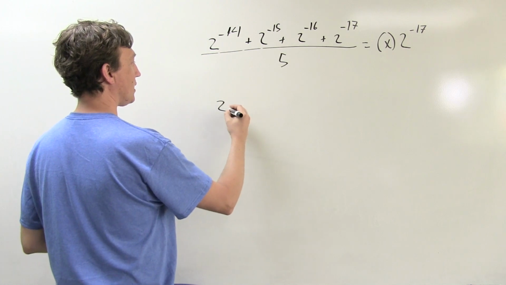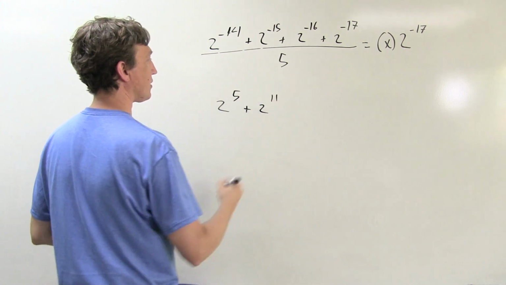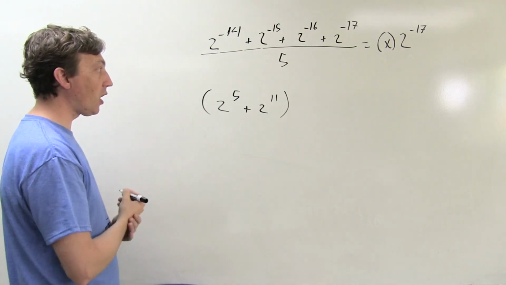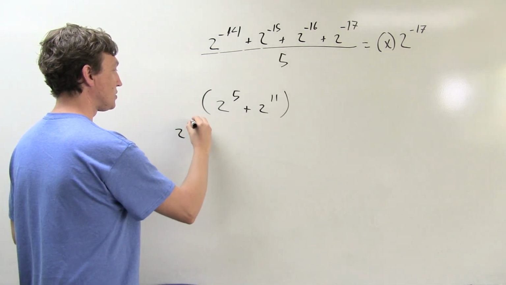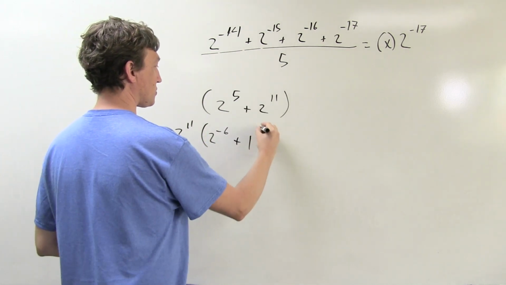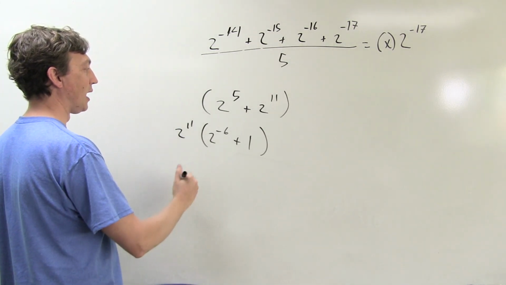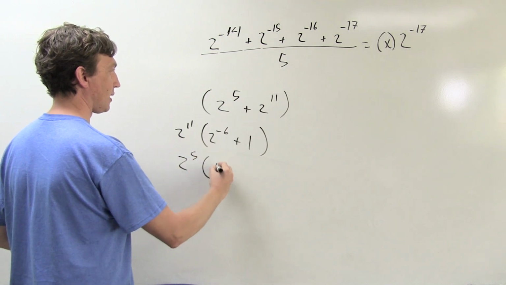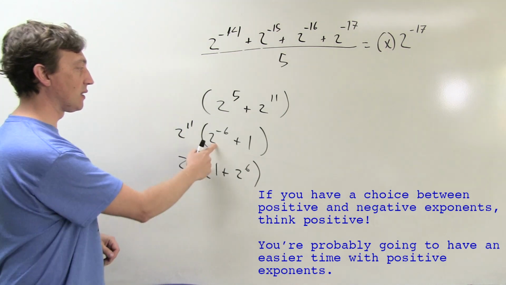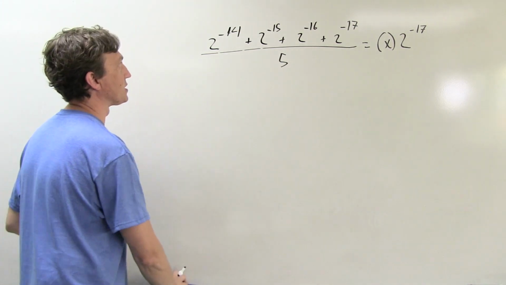If I have 2 to the 5th plus 2 to the 11th, I could factor out a 2 to the 5th, but I could also factor out a 2 to the 11th, because 2 to the 11th times 2 to the negative 6th will get me this, plus 1. I'm not saying that's what I do in this context, but I'm just pointing out I've got that option. I don't have to say 2 to the 5th times 1 plus 2 to the 6th. In this case, I probably would, though, because 2 to the negative 6 seems more annoying than 2 to the 6th. Up above, it's the opposite.